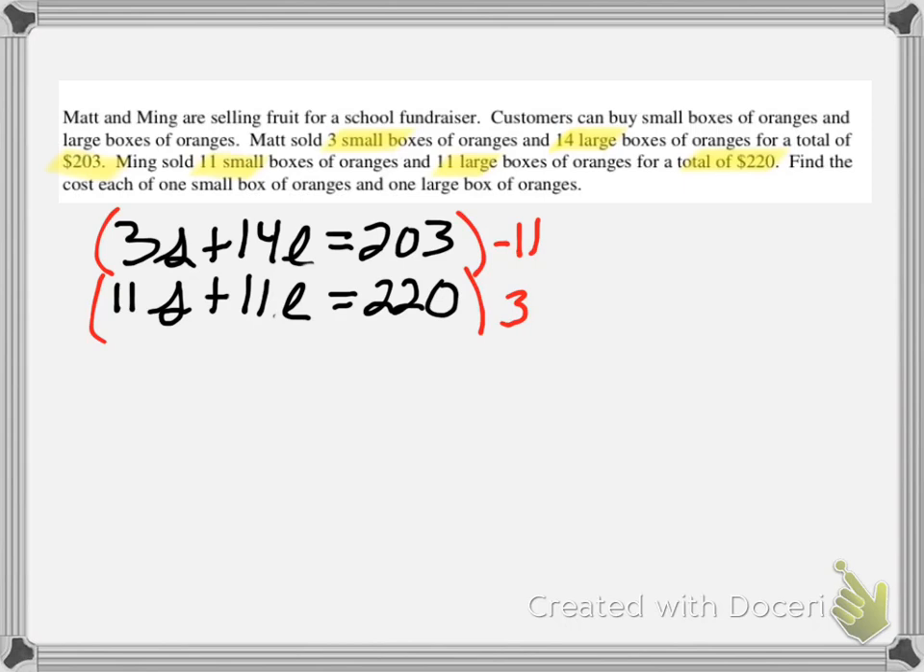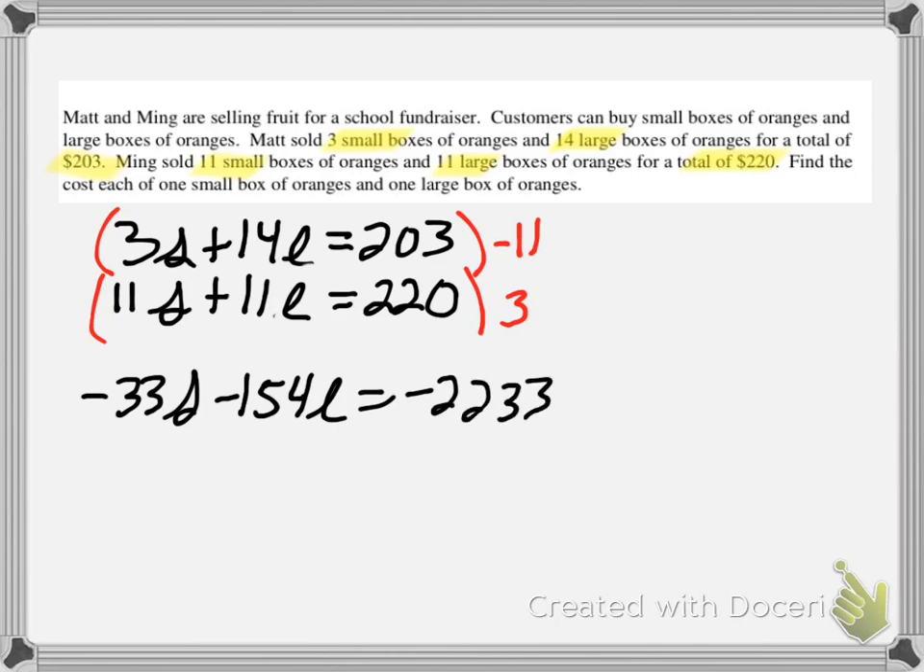And when I go through and do that, I get -33s minus 154L equals -2233. Multiply the bottom one by 3, I get 33s plus 33L equals 660. Well, now I can go through and do my elimination.